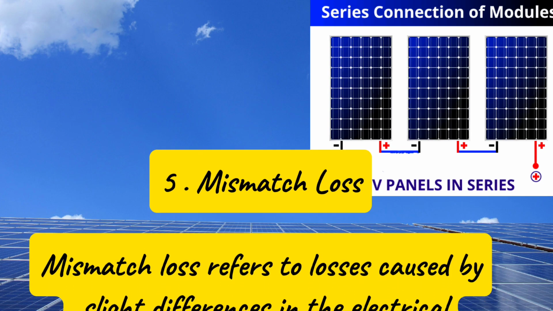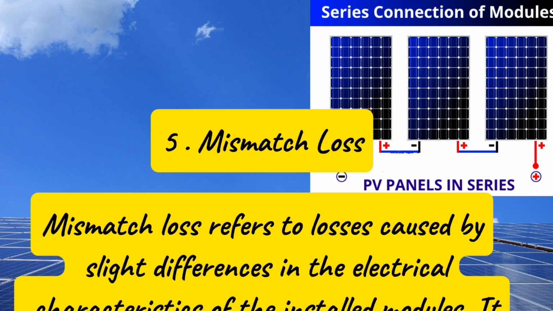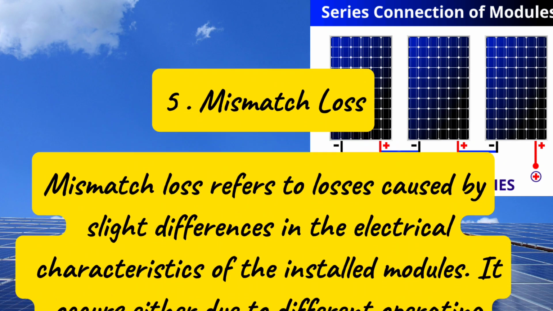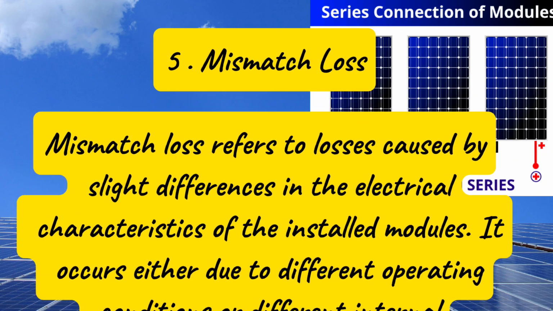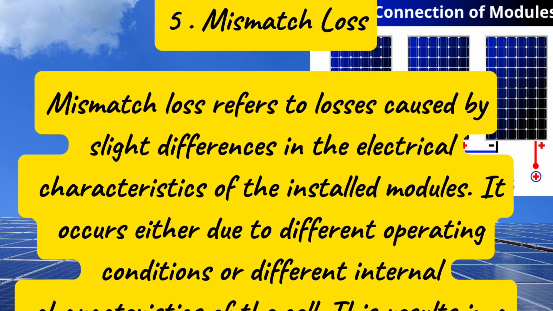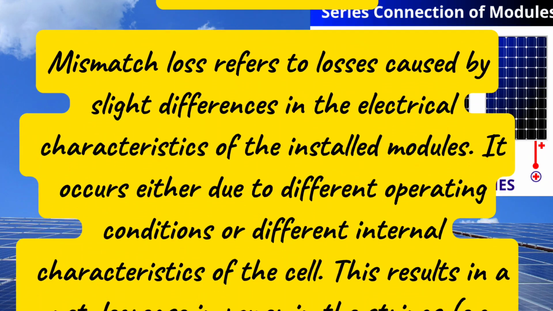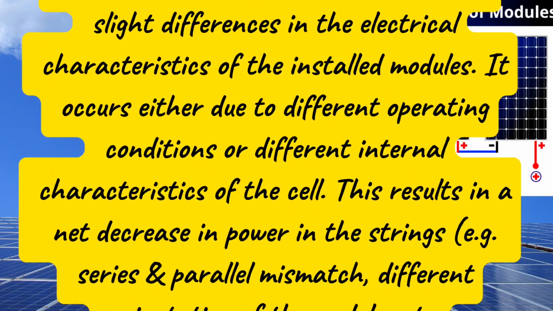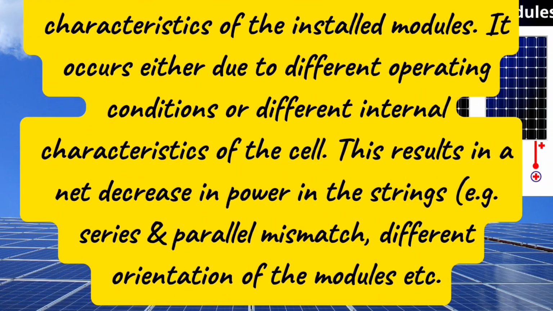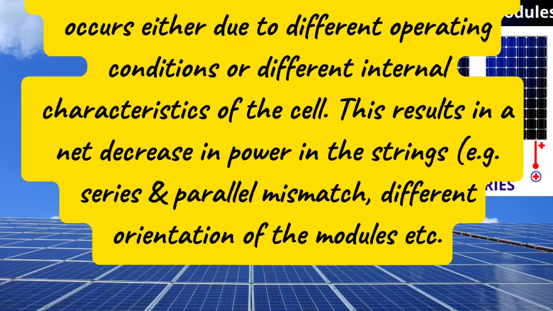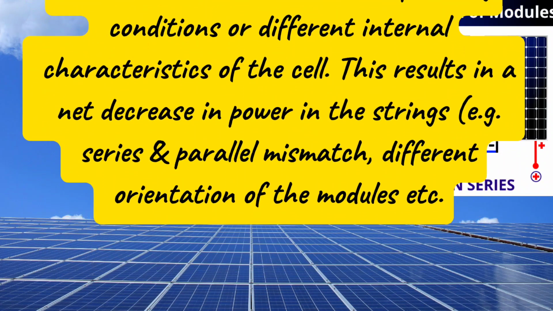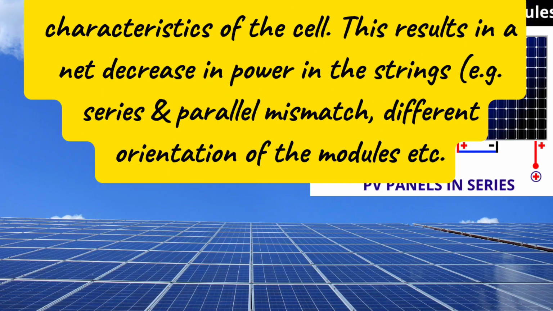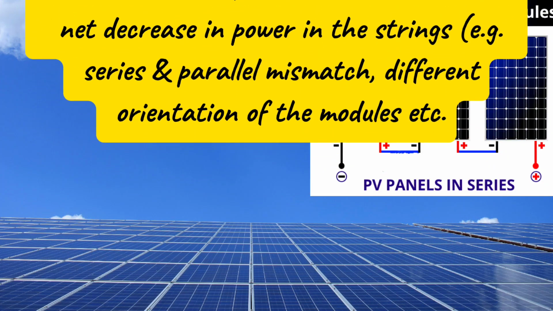Mismatch loss. Mismatch loss refers to the losses caused by slight differences in the electrical characteristics of the installed modules. It occurs either due to different operating conditions or different internal characteristics of the cells. This results in a net decrease in power in the string. For example, series and parallel mismatch, different orientation of the modules, etc.